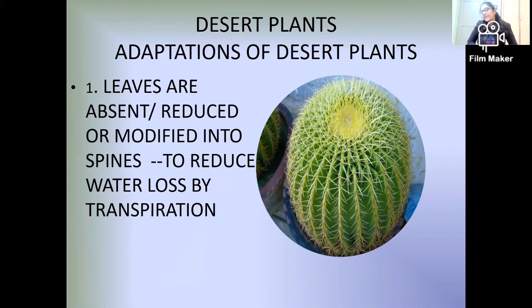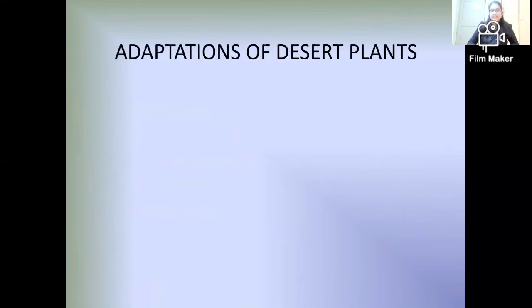Now, if this is happening, how can a cactus or any desert plant stay there? That's why the leaves are modified into spines to reduce water loss, which is such an important thing. Now, the second of the adaptations of desert plants. We have 5.